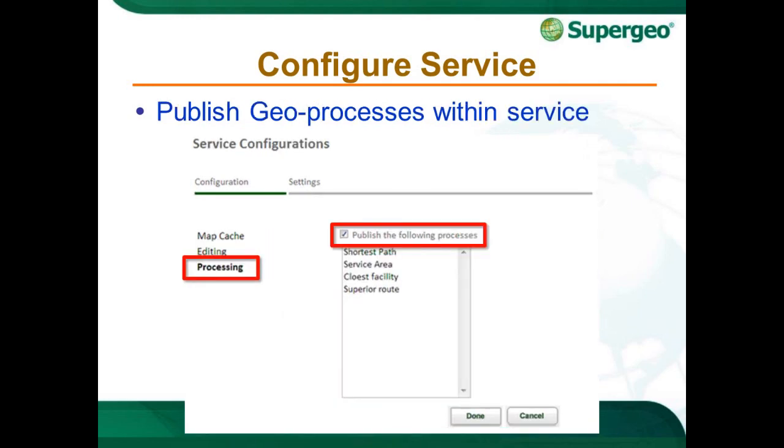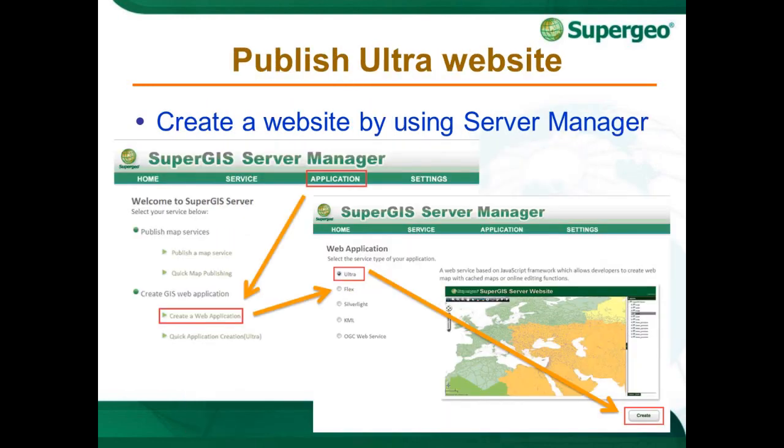And also the critical part is to switch to the processing tab and check the box of the publish the following processes. So all the geoprocessing within this service will be published and users can use it in the web application.